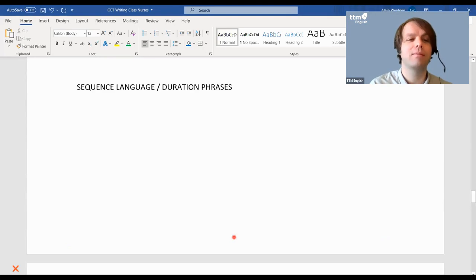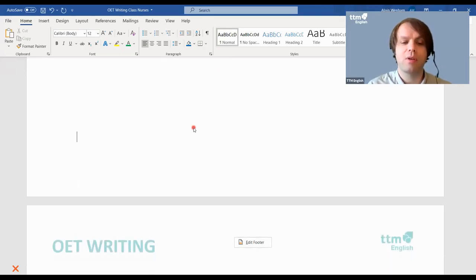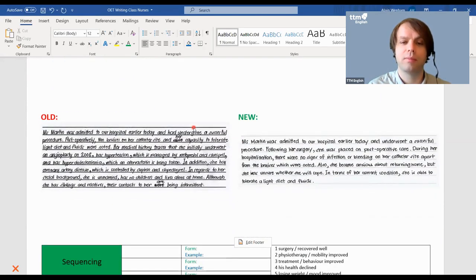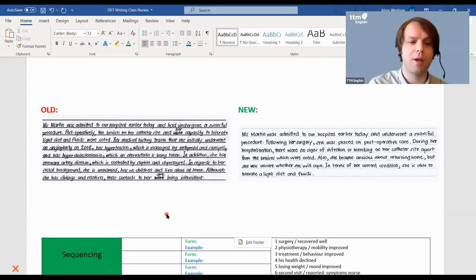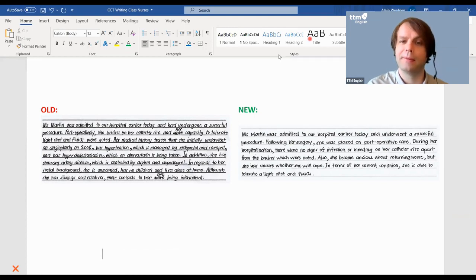What's a sequence language again? Give me an example. Following, after, frequency. Yeah. Duration phrases. What's that? During hospitalization. Now, I think this is a very, very easy question, but I'm going to show you two paragraphs and I want you to tell me which one you prefer. I think we'll all agree. Which is the best one? There's probably a few things we can talk about here, actually. It's pretty easy because you can see old and new, can't you?